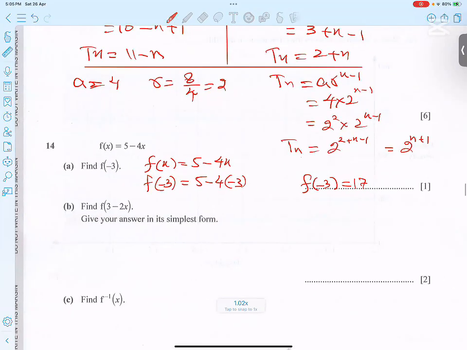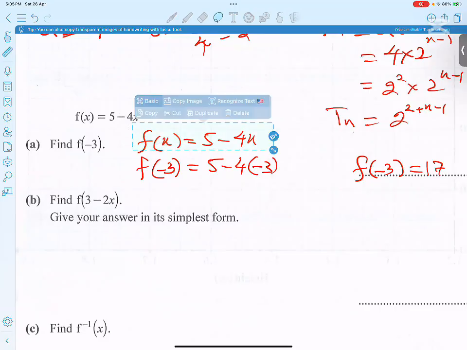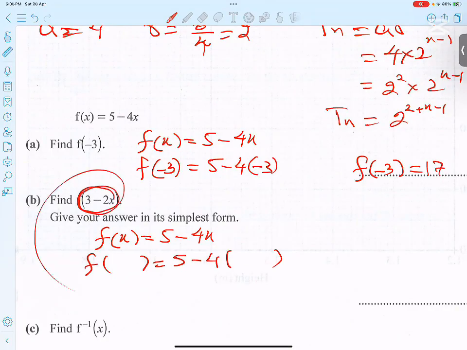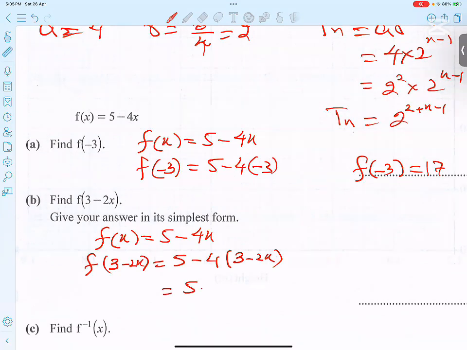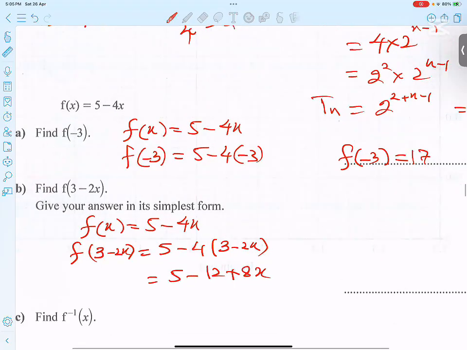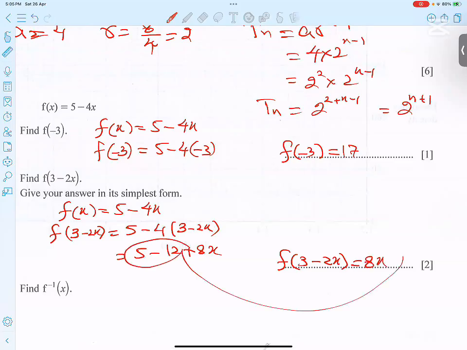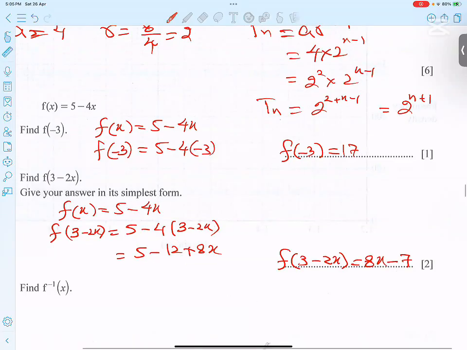Same way, for the upper part, as I did it, I'll copy the question once again. Same way I will leave empty spaces on both sides. This 3 minus 2x, I'll copy in both brackets. So 4 3s are 12, and minus plus, 4 2s are 8x. And finally, I got the answer: f of 3 minus 2x is 8x, and subtract them. You get -7. I believe the point is very clear.